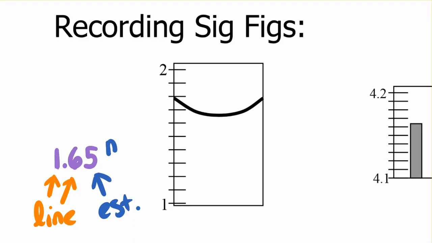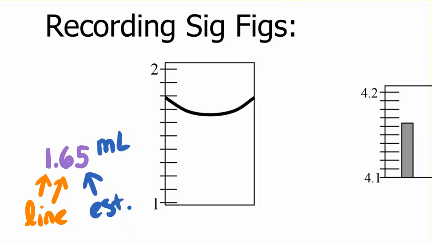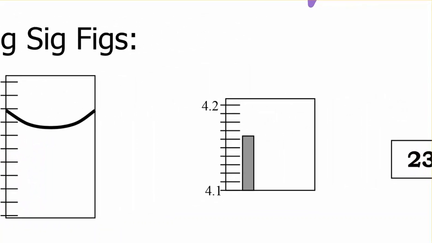And so maybe this is milliliters or something. But anyway, that's how I know how many digits to write. It depends on the lines. You know those where there's a line, and you estimate one in between lines.